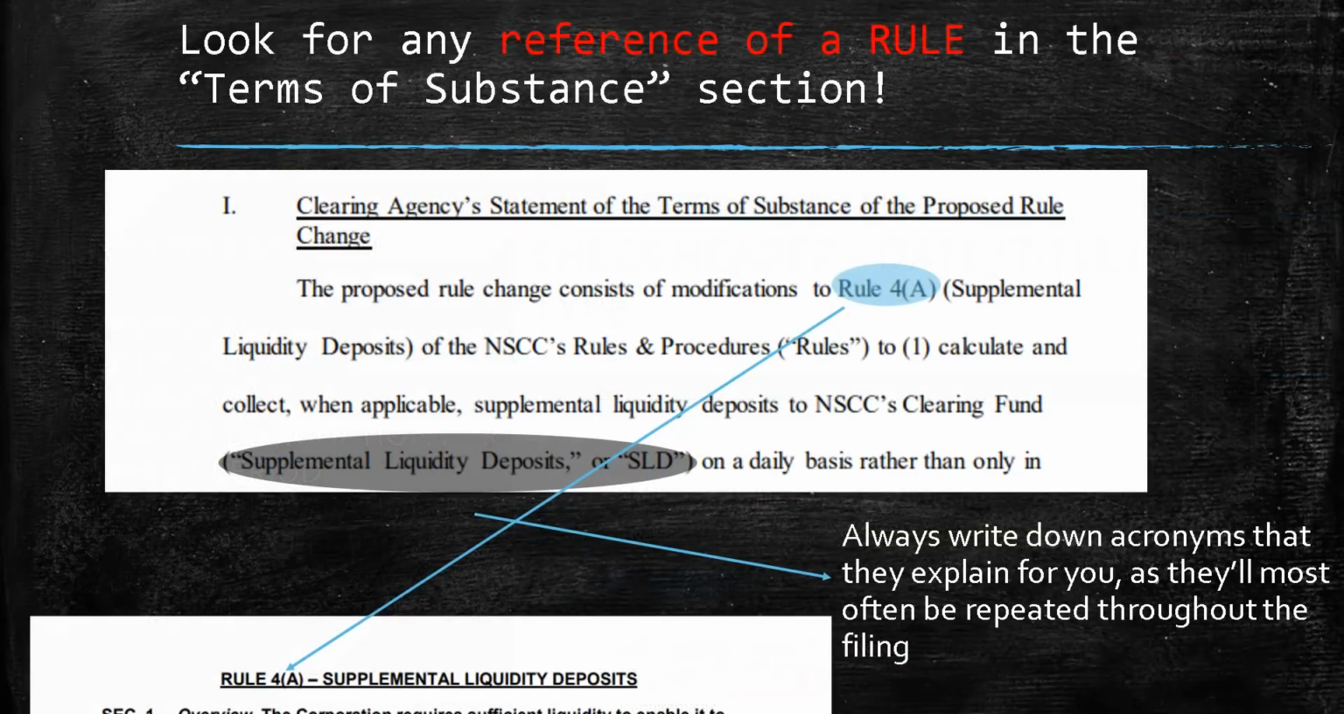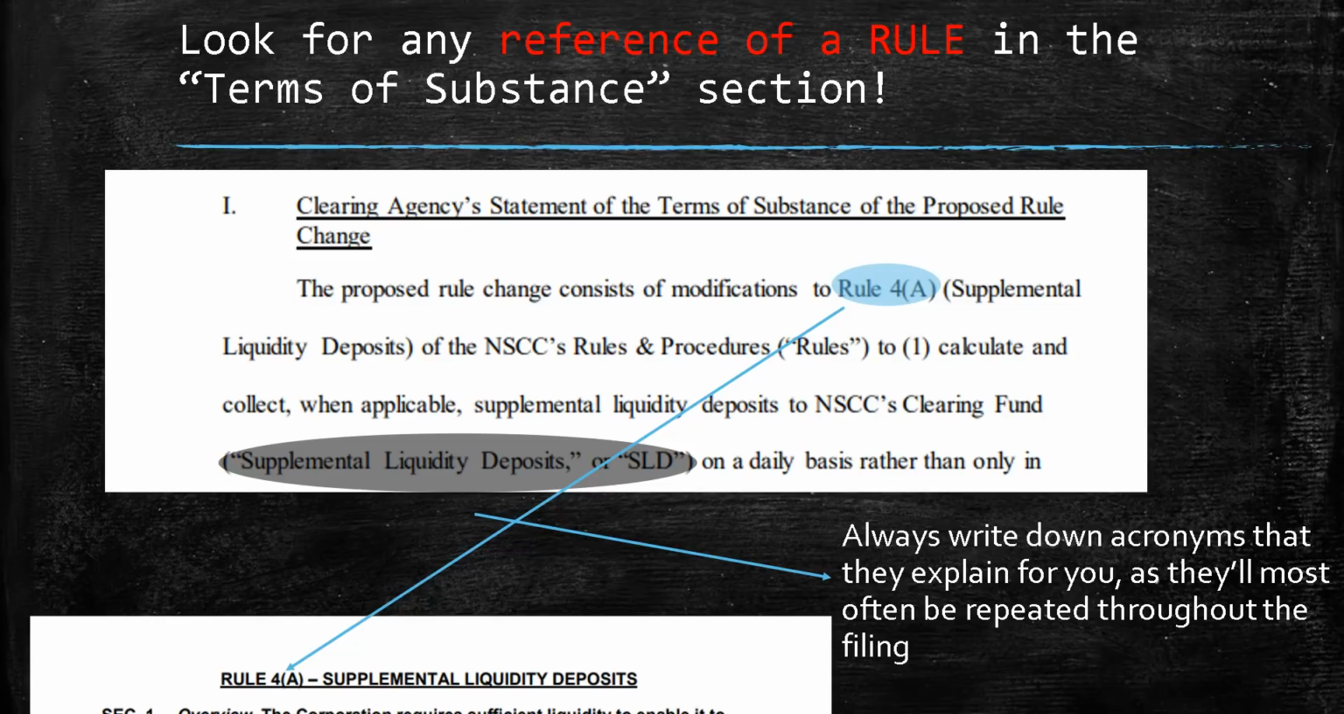Next, you'll want to look for any form of reference to a rule in the first or second section. Terms of substance is typically what it's called, but it may be slightly different depending on the filing. However, usually this is what it will look like, and it'll give you a terms of substance. It'll infer a rule if there is any, and if there is ever a rule that's referenced, always jot that down, look it up, so you can infer what that means.